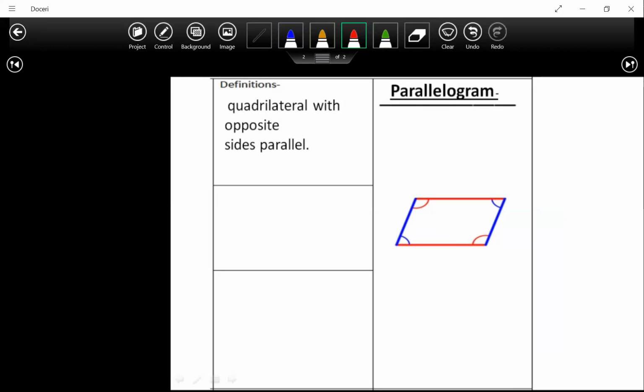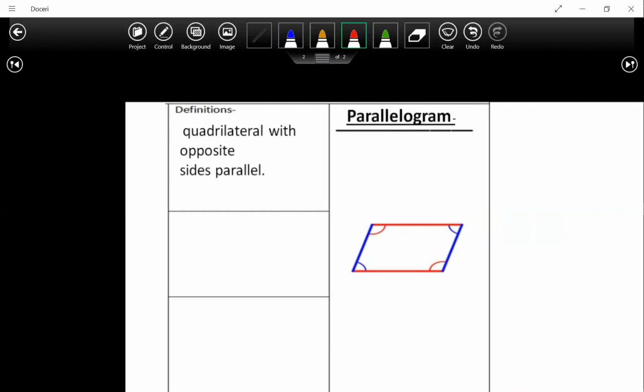By definition, what makes a parallelogram different than a quadrilateral is opposite sides are parallel. Any quadrilateral that has opposite sides parallel is considered a parallelogram. Okay, a square is a parallelogram. Opposite sides are congruent. Okay, rectangle, opposite sides are congruent. Therefore, it's a parallelogram. So this encompasses a lot more than just one type of shape. Okay, and we're going to come up with different properties for this one as well.